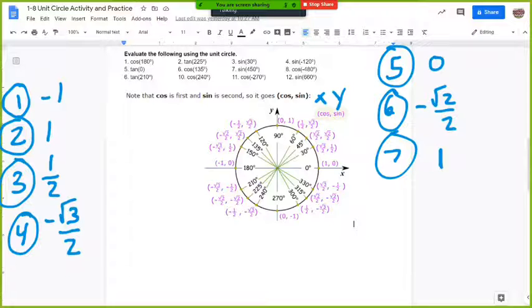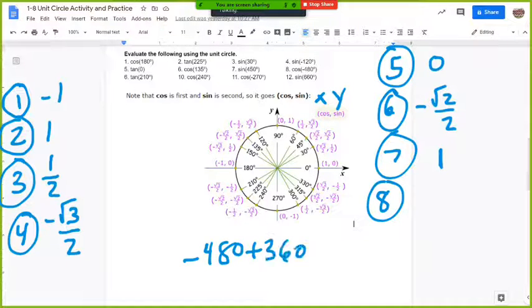The cosine of negative 480. If you go 360 clockwise, you would have to go another negative 120, so negative 480 is coterminal to 240. Another way you could figure that out is to take negative 480 and just add 360 until you get an angle between 0 and 360, and you end up getting 240 that way as well. So if we look at 240, if we're doing cosine, that x-coordinate is negative 1/2.